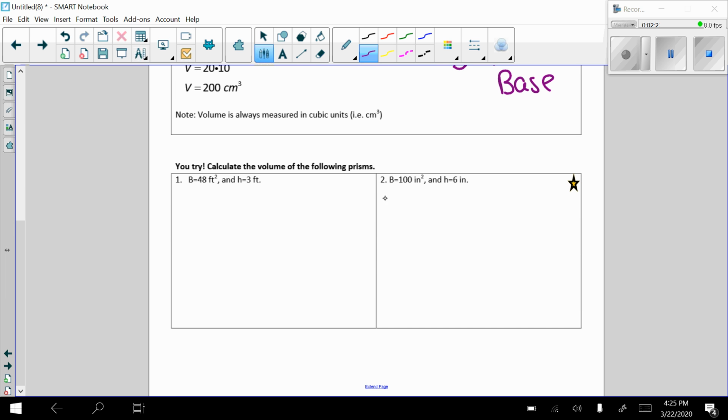We're asked to find the volume of the prism. So volume equals area of the base times the height. We have been given the area of the base to be 100 inches squared and the height to be 6 inches, which means the volume is 600 inches cubed. The reason that it's inches cubed is because this is a three-dimensional measurement. It's how much space fits inside the prism. Okay, so you're going to do number one a little bit later.